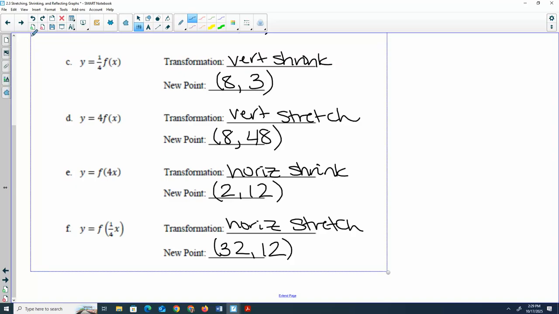Any questions on those? I know if it's for the horizontal or stretching: if it's in the parentheses, it's horizontal. Outside is vertical. Alright, try the next couple. It has you graph a parent function and the transformation. So give those a try with your partner.